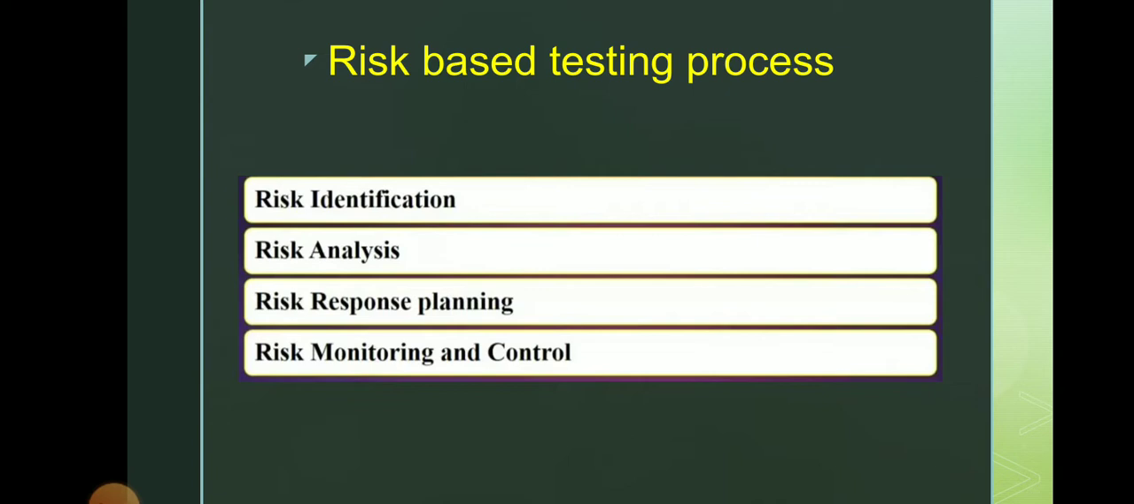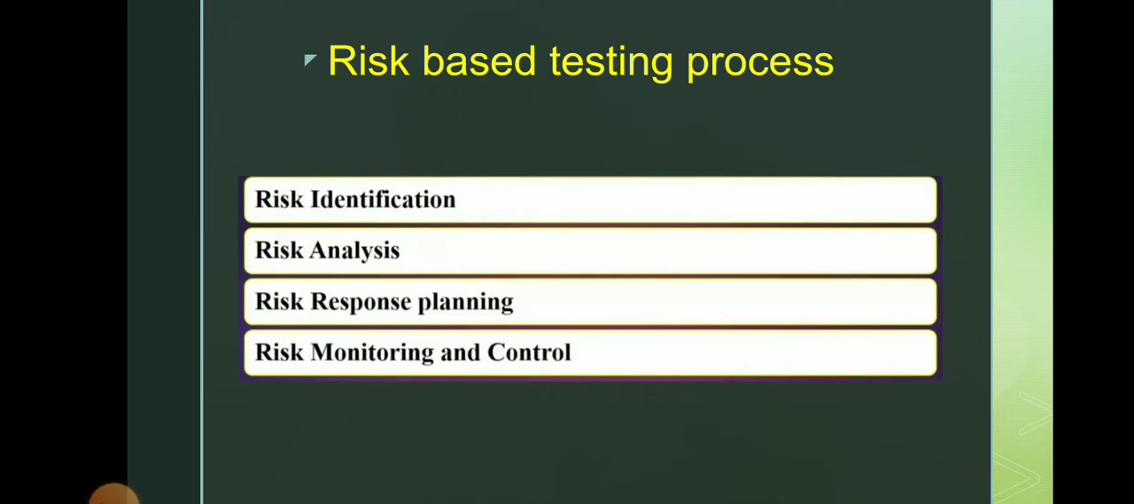Now let's focus on the risk-based testing process. First one is risk identification. Risk identification can be done through brainstorming, interviewing, cost and effort diagram, and domain expert. Second one is risk analysis. Risk analysis is, once the list of risks has been identified, the next step is to analyze them and to filter the risks based on priority.